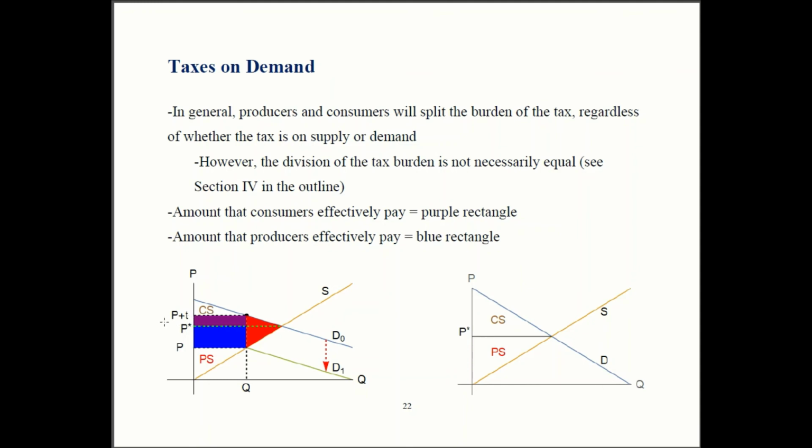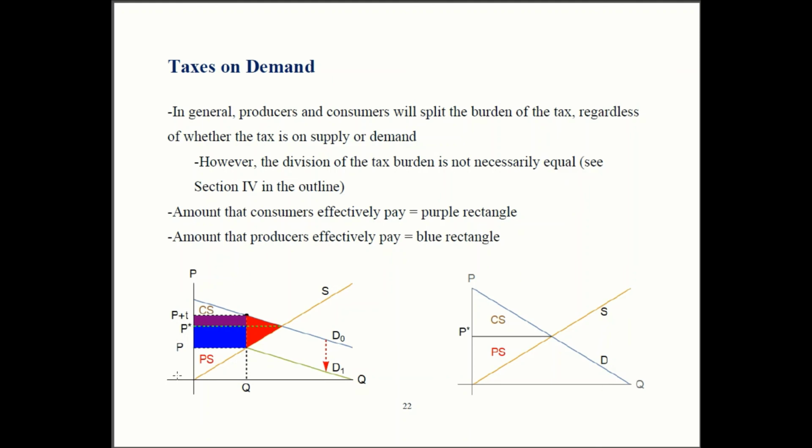So that height over here, this distance between P star and P plus T, is the amount that consumers effectively pay per unit. Now they're purchasing Q units here. So that's given by where the new demand curve, D1, meets supply. So they're buying this many units. So they buy Q units and they pay this gap per unit in taxes effectively. That means that the purple rectangle is the amount that consumers effectively pay.